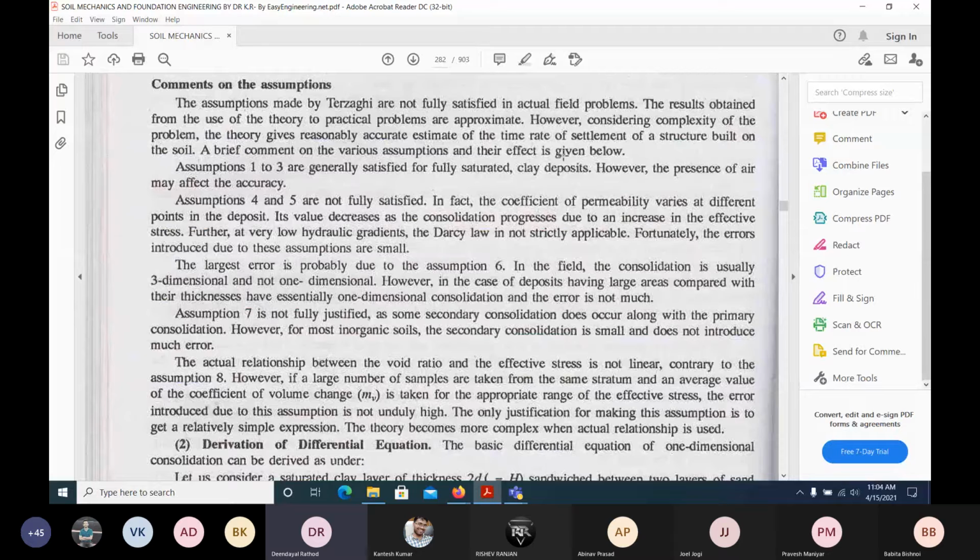Assumptions 4 and 5 are not fully satisfied. In fact, the coefficient of permeability varies at different points in the deposit, as I have explained. Its value decreases as the consolidation process progresses due to the increase in effective stress. Further, at very low hydraulic gradient, Darcy's law is not strictly applicable, where the water flows very slowly. Fortunately, the error introduced due to these assumptions is very small, so we can still use this theory. The largest error is probably due to assumption 6.